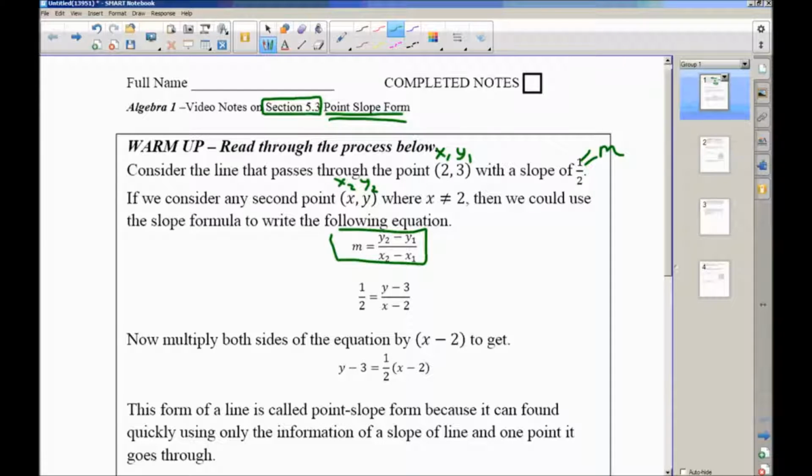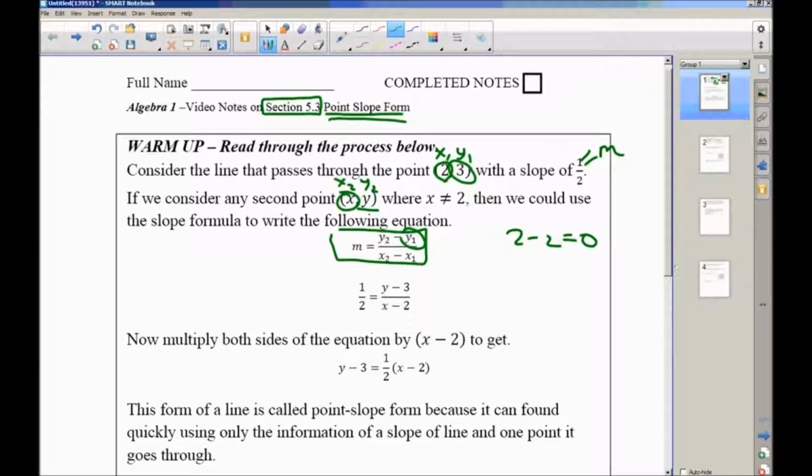So in this case, m is 1/2, so I put 1/2 right here, and then y2 was y. So I just stick y there. And y1 was 3, so y minus 3. And then x2 was x, so I put x here. And x1 was 2. So I got y minus 3 over x minus 2 here. Okay. Now this is why x can't be 2, because if I had x as 2, then I'd have 2 minus 2 on the bottom, and I'd be trying to divide by 0.